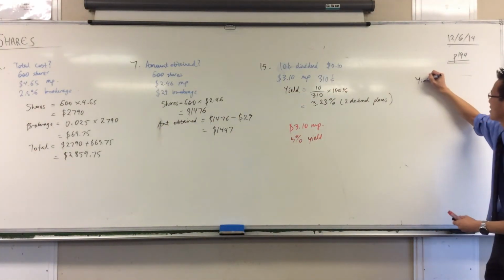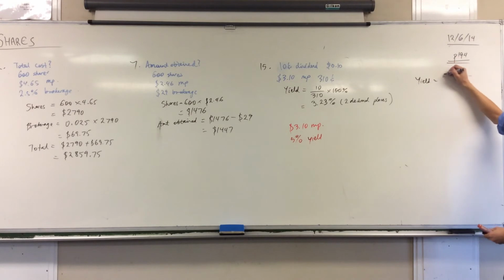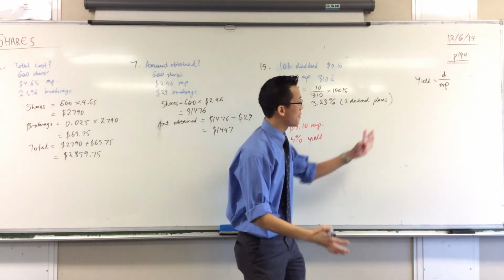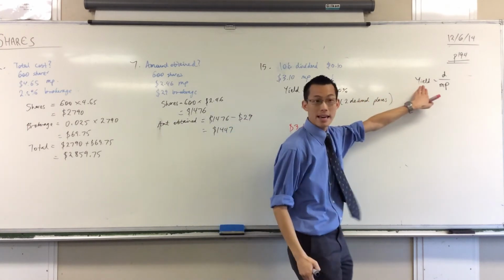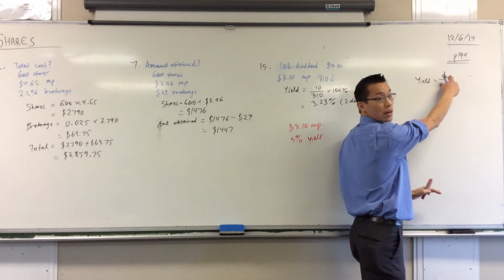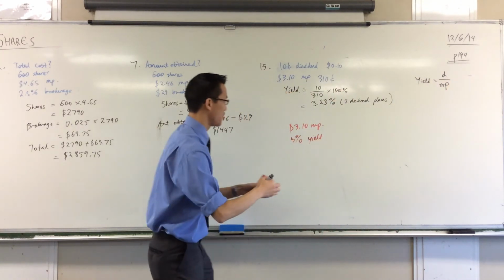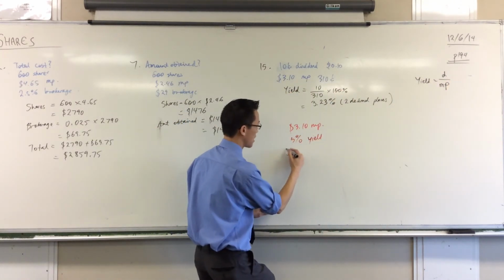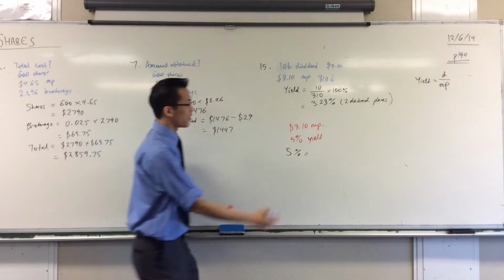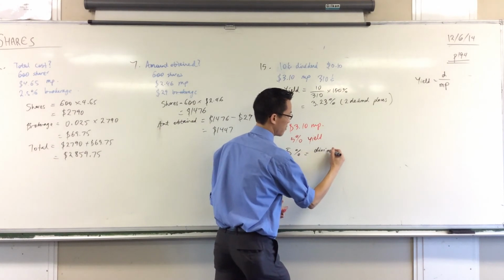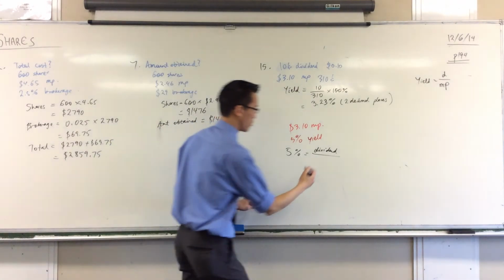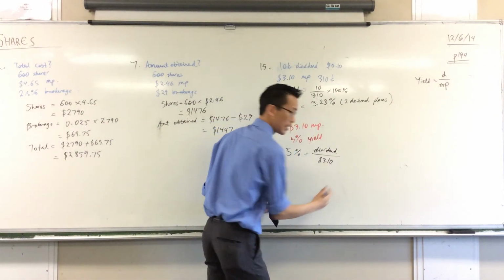Before we wrote this, right? Yield equals dividend over market price. That's what you did, right? So this time, instead of this being unknown, we know this. We know this, and we know this. This is what we're trying to find. So I think I heard you're going to have, it's going to be a swap, right? You're going to have 5% over here, right? The dividend is what I don't know. That's what I'm after, right? And then you've got your $3.10 here.